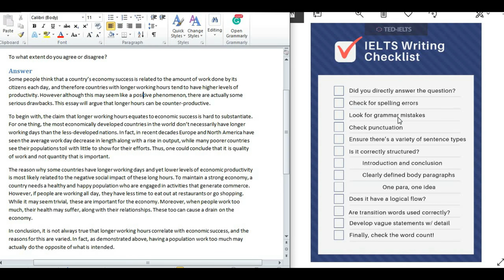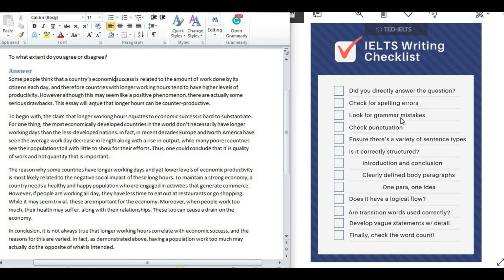Number 3, look for grammar mistakes. This is more difficult. I've actually put in a grammar mistake here myself. It is the word economy. So some people think that a country's economy success. Well, we can't say economy success. This needs to be in the adjective form, economic success. So we will look through and we find those grammar mistakes.